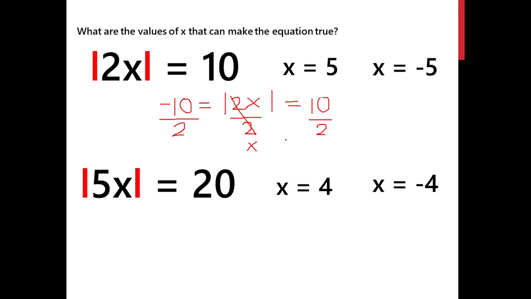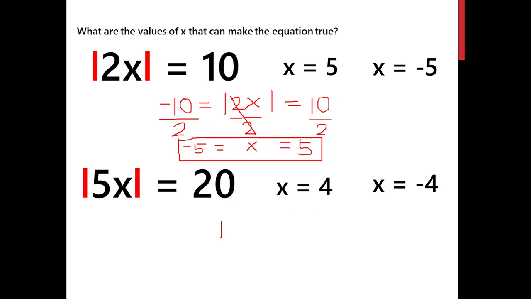I'll bring down the equal sign. 10 divided by 2 is 5. Negative 10 divided by 2 is negative 5. And please do not forget to bring down the equal sign here. So what does it mean? It means that x can be equal to 5 and x can also be equal to negative 5 to make our statement true. Now let's try to solve this one.